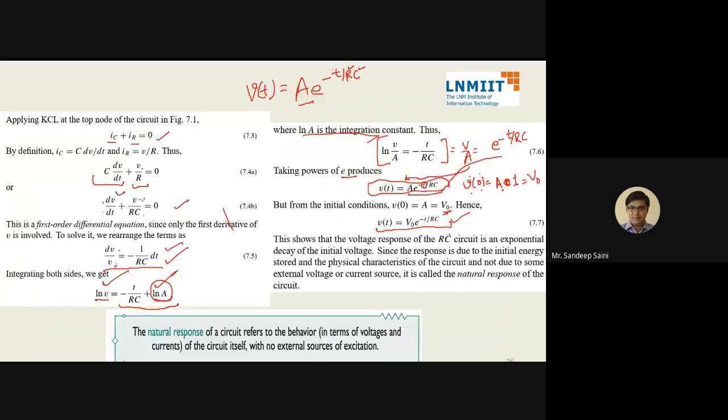So now if I look at this equation, at t equal to 0, when I start plotting it, it is V naught, and slowly it will come down. When I put t equal to infinity, it will be 0. This is also called the natural response. It is also called the transient response. Response means output. Natural response or transient response means naturally what is happening.